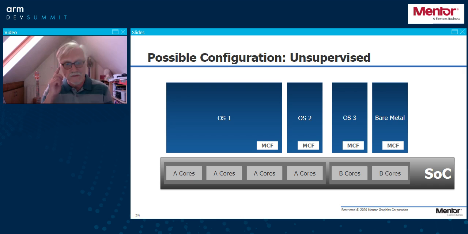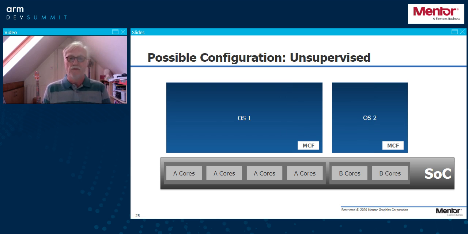We could reconfigure the system slightly. In this case, I'm now running an SMP operating system across the 3 cores on the left and a standalone operating system on the other core there. And the right-hand side is much the same as it was. We could go even further. We could run an SMP operating system across all the cores on the left-hand side and another SMP operating system across the cores on the right-hand side. And we're still using the multi-core framework to communicate and control the system.